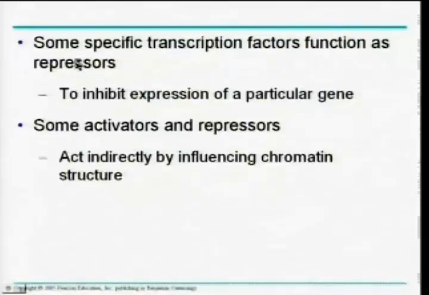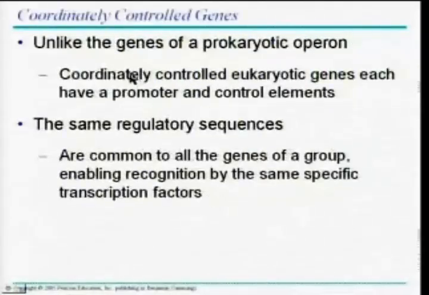Some specific transcription factors function as repressors to inhibit the expression of a particular gene. So there might be points where we need to turn off a gene completely, although we might want to turn it back on again later when we would need it. Some activators and repressors act indirectly by influencing chromatin structures. So here you see these terms, indirectly, directly. Always pay attention. You know I love those kinds of questions.